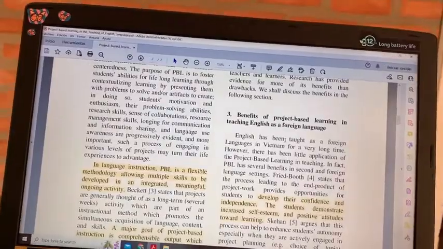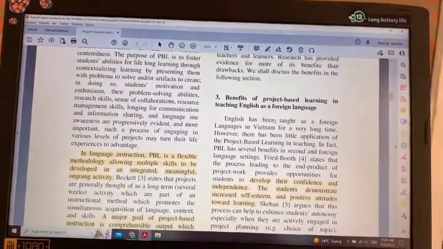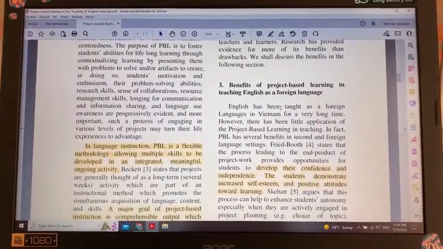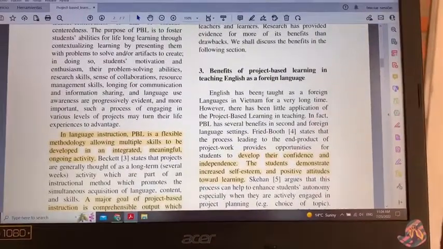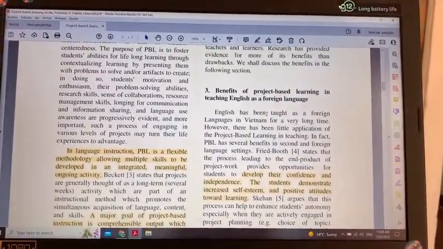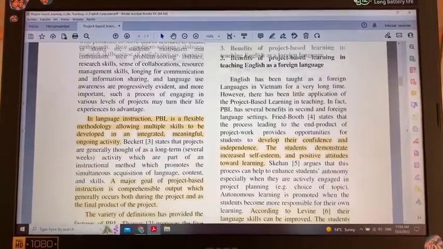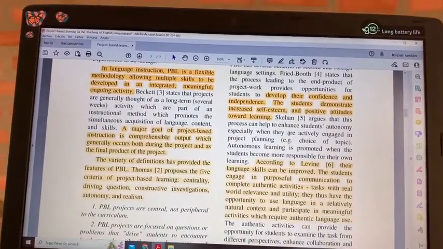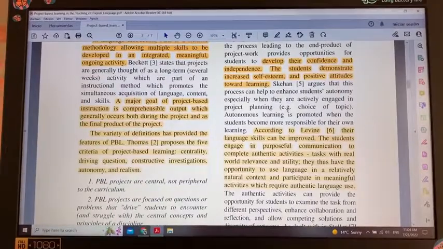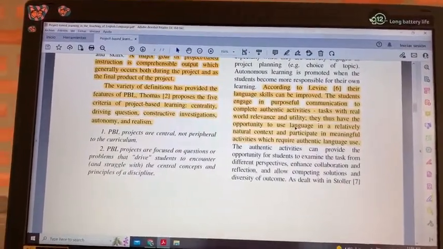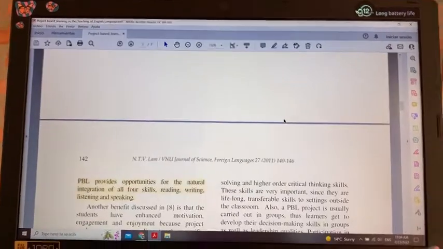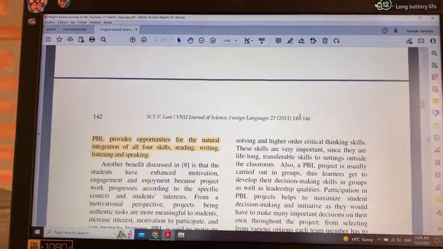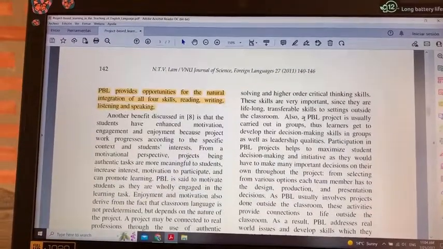Then she moves on to mention some of the benefits of using PBL in our English classes. She states that it develops students' confidence and independence. It gives them a positive attitude towards learning. Their language skills can be improved because they engage in purposeful communication to complete authentic activities. It also provides an organic integration of the 4 skills, that is reading and writing, listening and speaking.